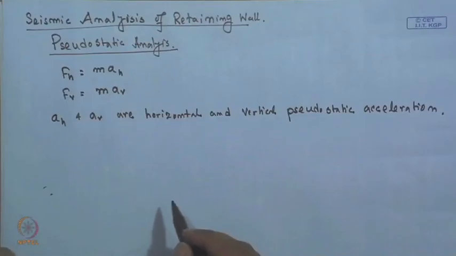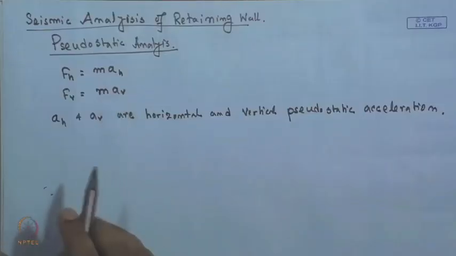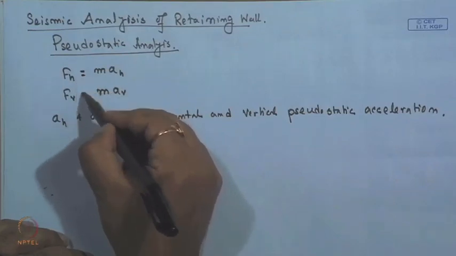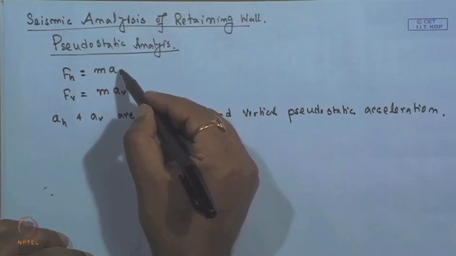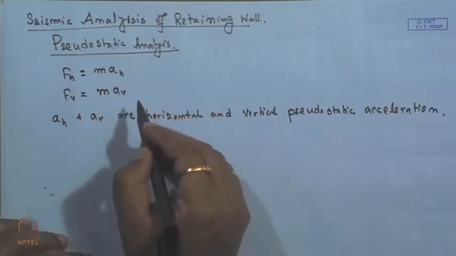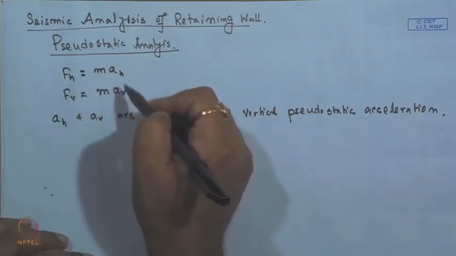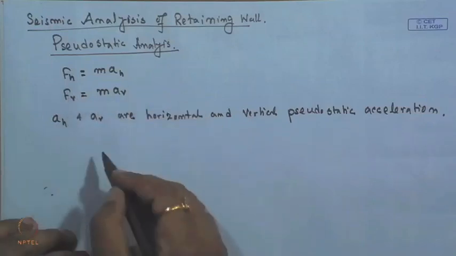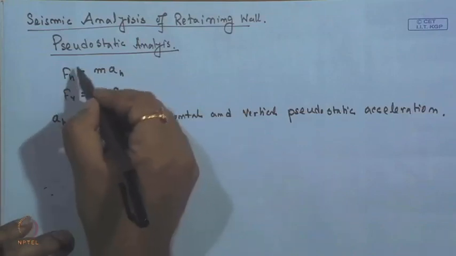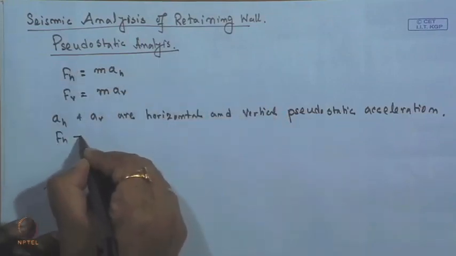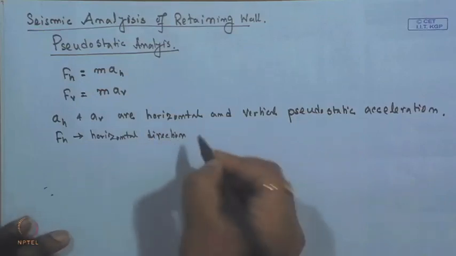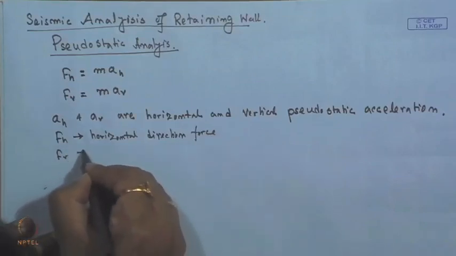As already mentioned, there are two motions, one in the horizontal direction and another in the vertical direction. A h and A v are the accelerations of any mass due to the earthquake condition. A h is in the horizontal direction, A v is in the vertical direction, and m is the mass. On this mass m, the A h and A v accelerations act and create a force F h in the horizontal direction and F v in the vertical direction.